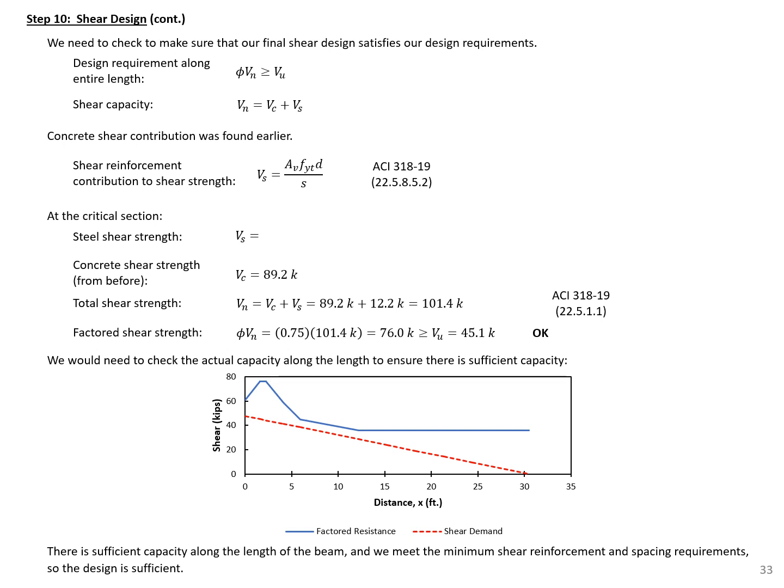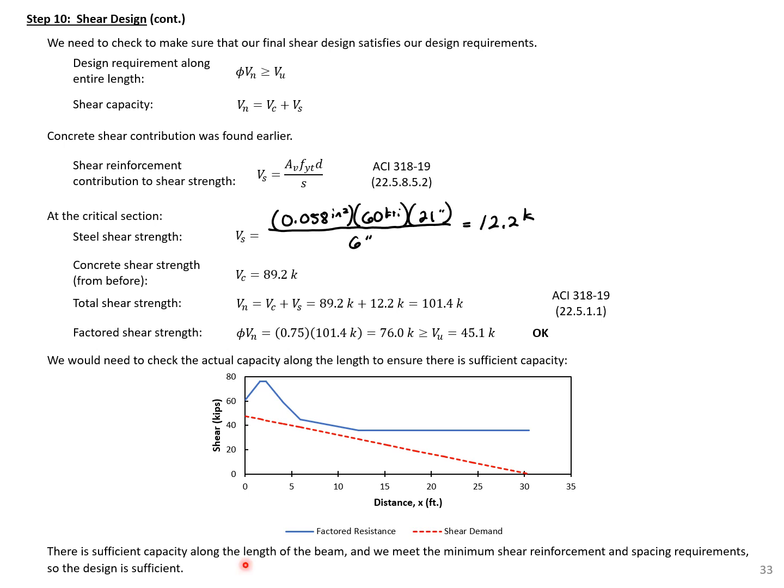Now that we have our shear reinforcement, we need to check to make sure that our design requirement checks along the entire length. And to do that, we'll need to calculate the shear reinforcement contribution to the shear strength. So we can plug in our known values to find our VS. We know our AV here is going to be equal to 0.058 square inches. Our FY is 60 KSI. Our D is 21 inches, and our spacing is 6 inches. So we have a V sub S equal to 12.2 kips.